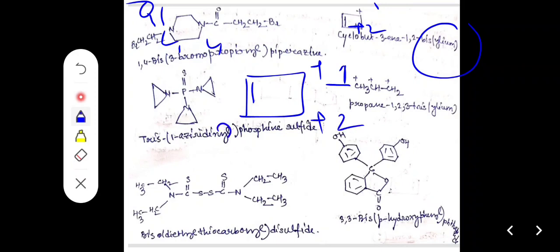Then we can term it 3. So the 3 position has 1 double bond, so we can say 3-ene. So overall the skeleton is cyclobutene. And as 2 carbocations are produced, we can say cyclobut-3-ene-1,2-bis-ylium. Okay, next one.